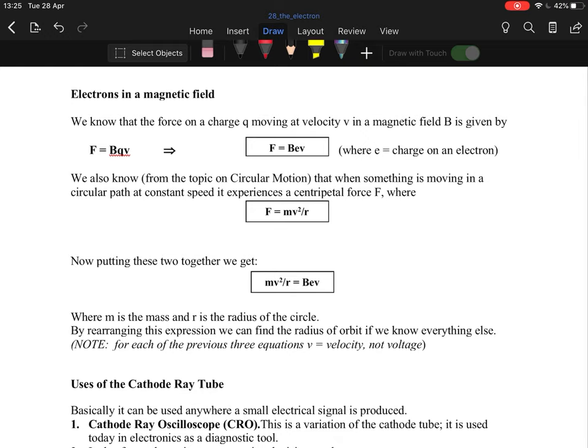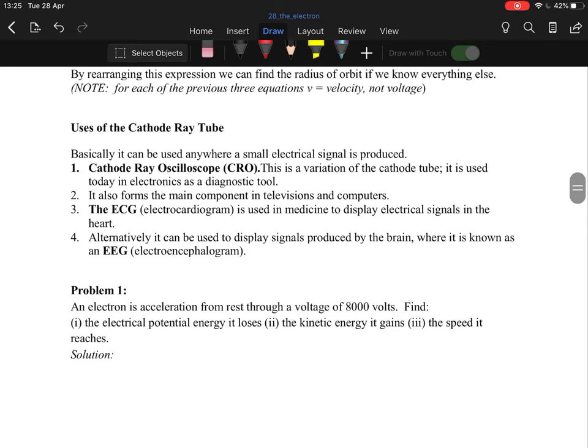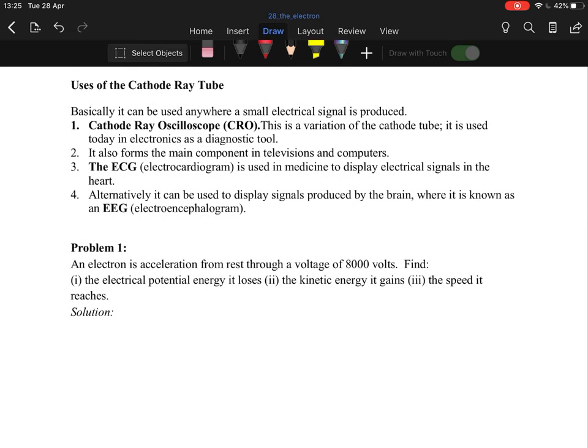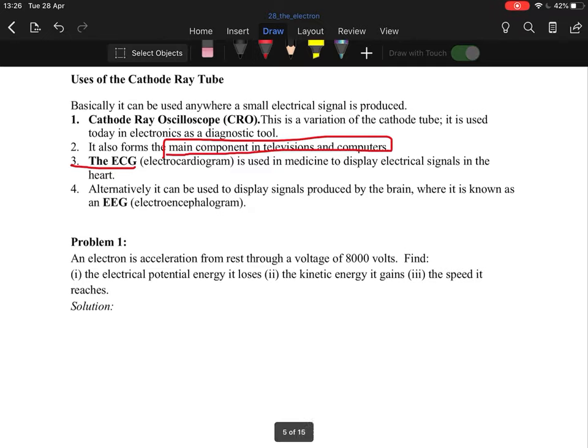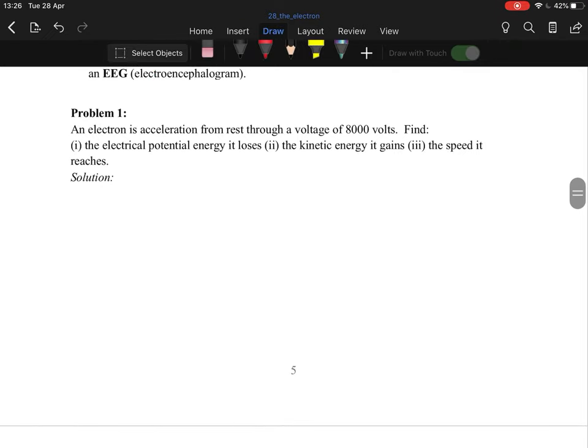All right. This equation, let me see. It can come up a bit, but not really. It's very rare that this kind of thing will really pop in on a modern physics question. Uses of a cathode ray tube: ECG is the main one now, and not so much anymore, but it used to be, it can be used in computers and televisions. All right. To the maths.